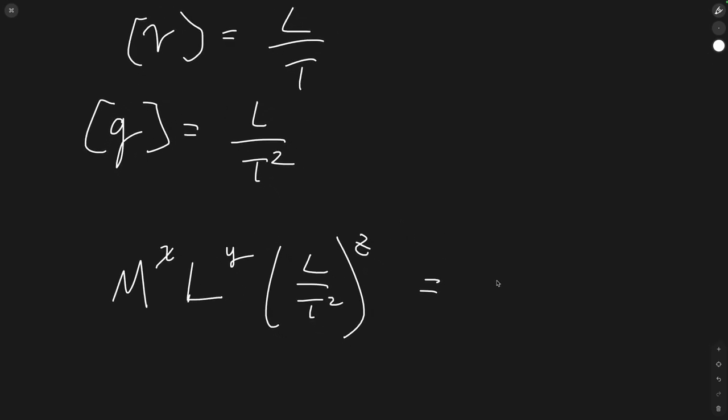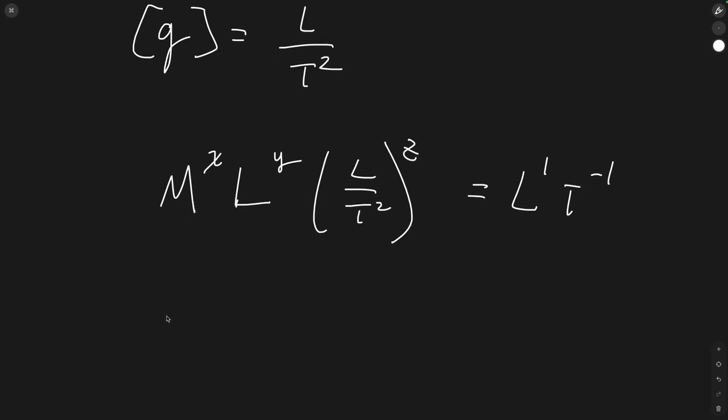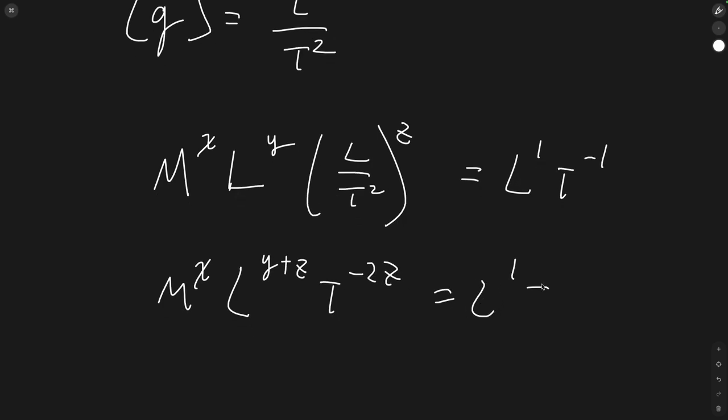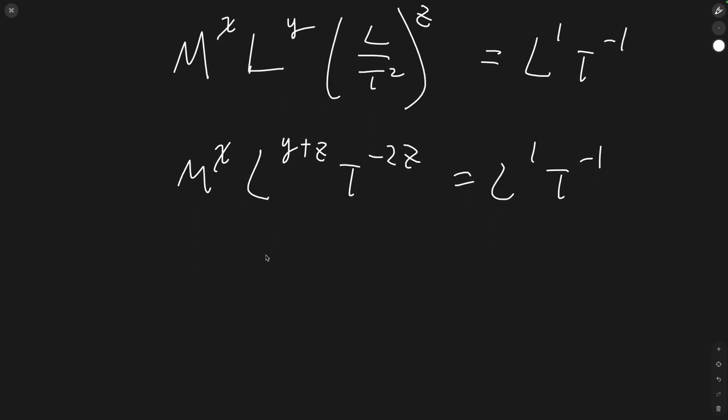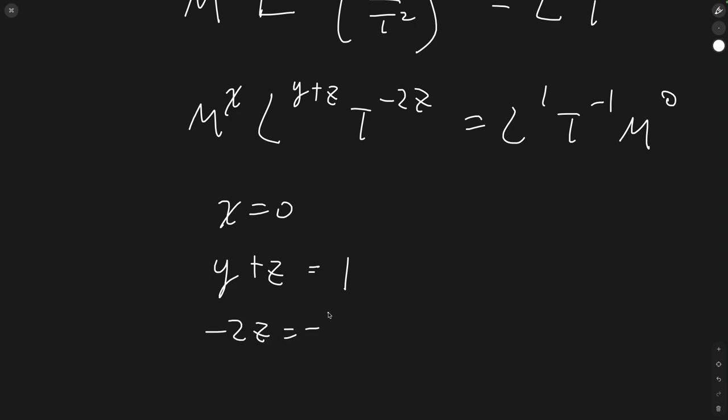This should come in L to the 1, T to the minus 1. So this will stay that way. And here we have L times L to the Y times L to the Z. That's L to the Y plus Z. And then we have T to the minus twice Z. This is L to the 1, T to the minus 1. So, if you want, you can write this. And so X is 0. And Y plus Z is 1. And minus twice Z equals negative 1.